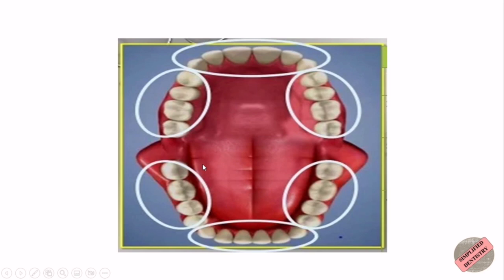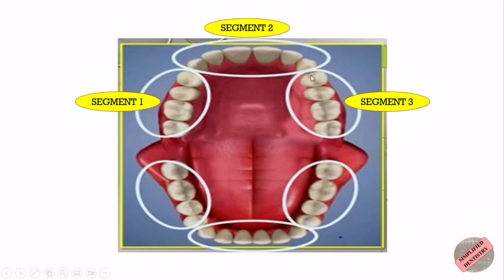Now let's have a look at each of these segments. Segment 1 is distal to the right cuspid on the maxillary arch, which means segment 1 consists of right maxillary premolars and first and second molar. Segment 2 is mesial to both the right and left first bicuspid on the maxillary arch, so basically segment 2 consists of all the maxillary anterior teeth. Segment 3 is distal to the left cuspid on the maxillary arch, which means segment 3 consists of left premolars and first and second molar.